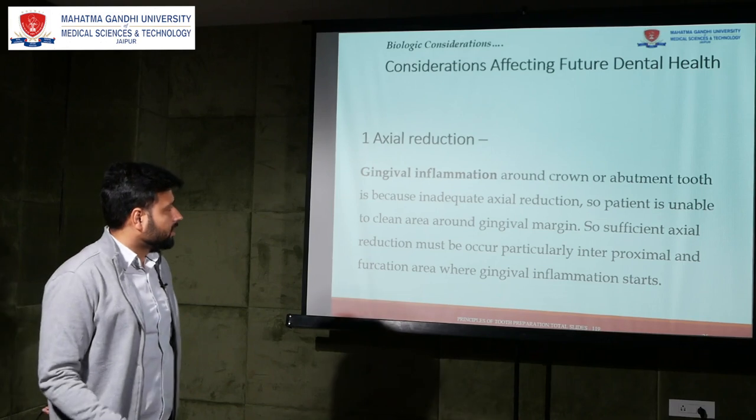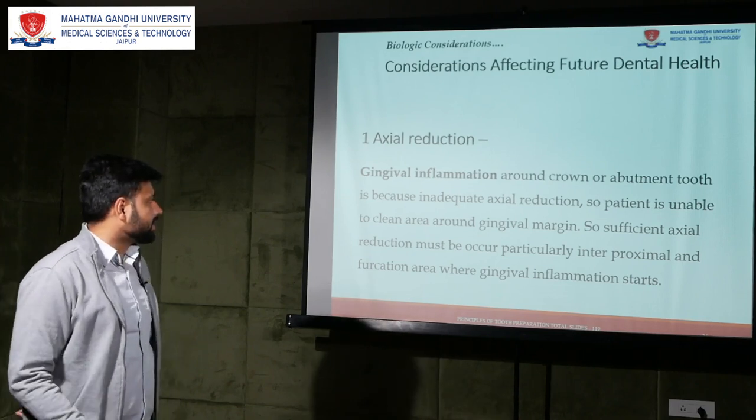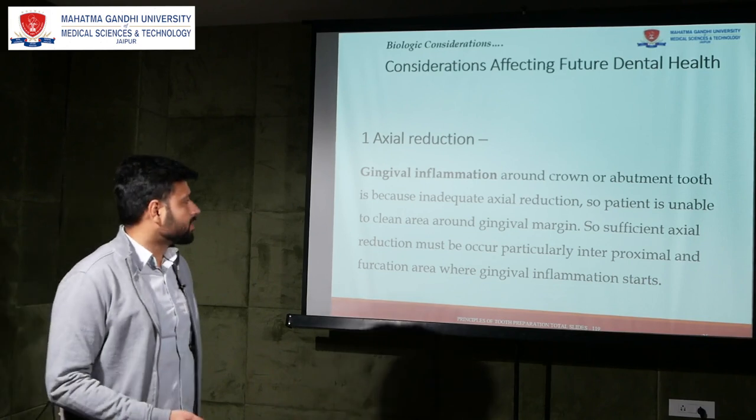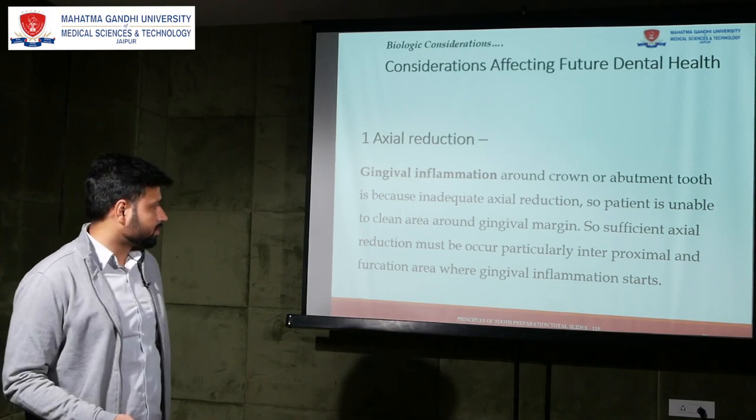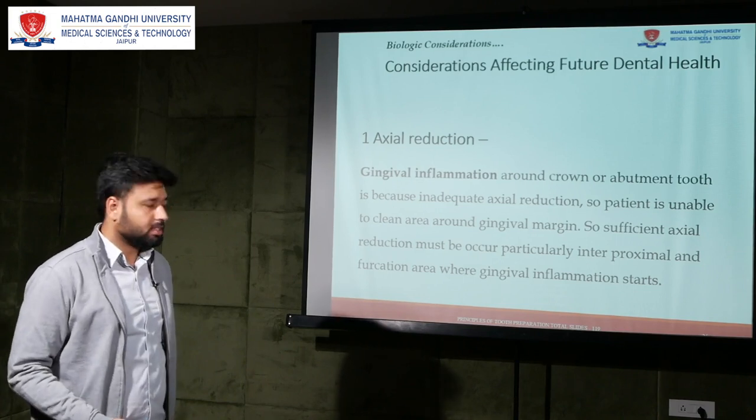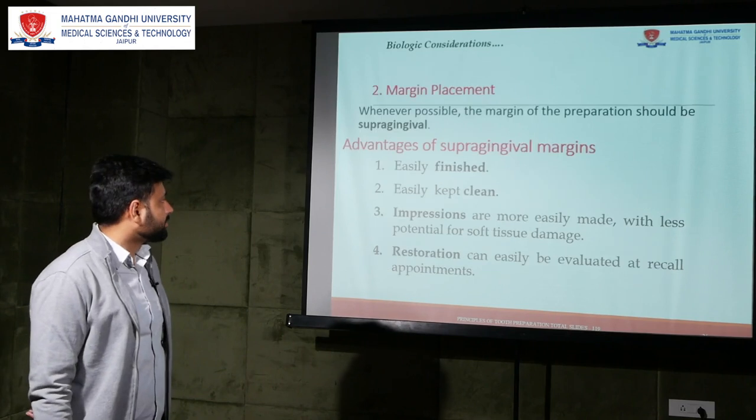Gingival inflammation around the crown or abutment tooth is because of inadequate axial reduction. So the patient is unable to clean the area around the gingival margin. So sufficient axial reduction must occur, particularly in the interproximal area and the furcation area, where the gingival inflammation starts.